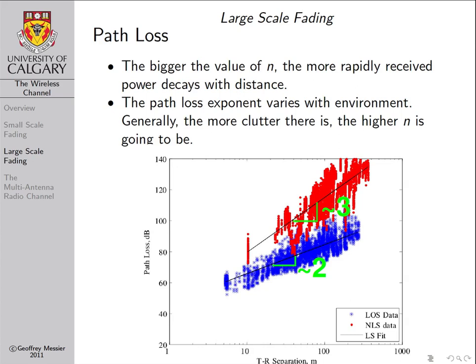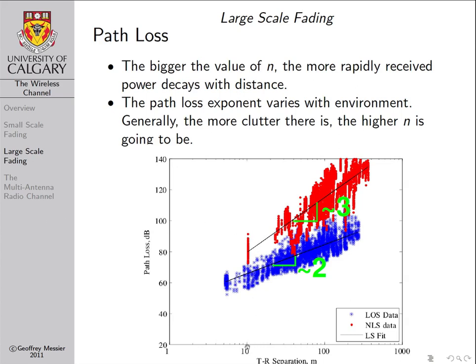In the non-line of sight situation, where we have the red dots on the scatter plot, we can see that the slope of the line increases to 3. And again, this matches the intuitive explanation I gave a few minutes ago. In an environment where there's lots of clutter, where there's not a clear path between the transmitter and the receiver, we get a larger amount of attenuation. The average received power is going to decay or drop off much more quickly with the distance, and that's represented by a larger path loss exponent.